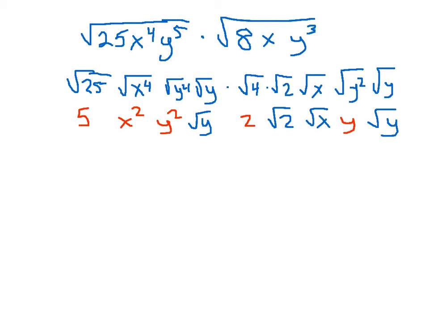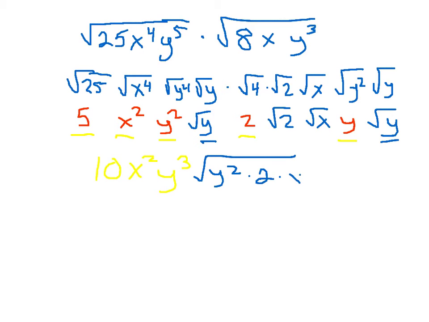Anything in red can be brought out front and multiplied times each other, and anything in blue can now be combined under one radical bar, kind of going backwards. So when I combine, I can combine 5 and 2, and when I do that, I'll get 10. I have an x squared, which is just an x squared, and y squared times y is y to the third. Now anything in blue, I can combine under one square root. So I have y times y, which is y squared. I have times 2 times x.